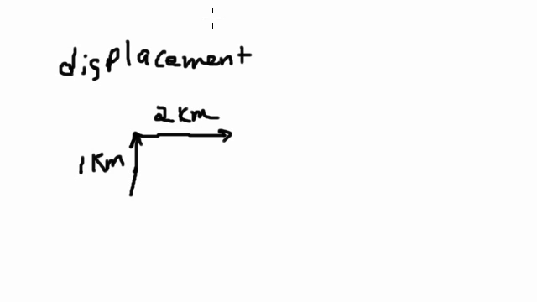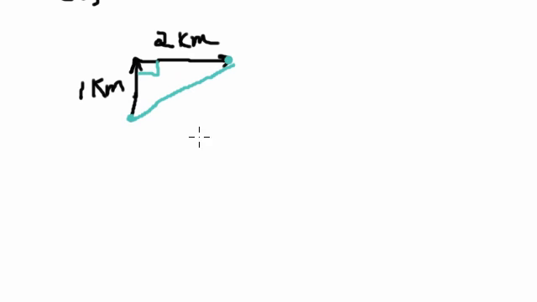Displacement, we mentioned that is a vector quantity, and for displacement you have to go from the starting position to the ending position. So the displacement, if you notice, again, you have a right triangle. To find the displacement of this, we need to use the Pythagorean theorem. So it's going to be a squared plus b squared is equal to c squared.